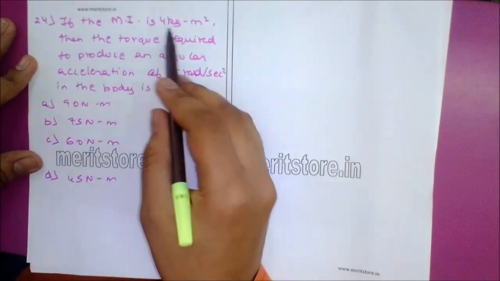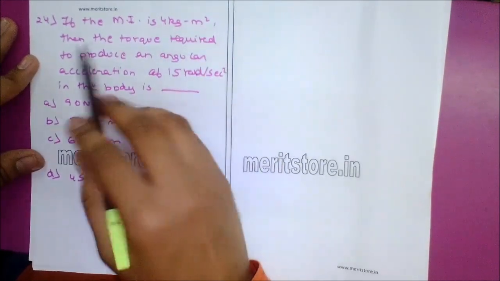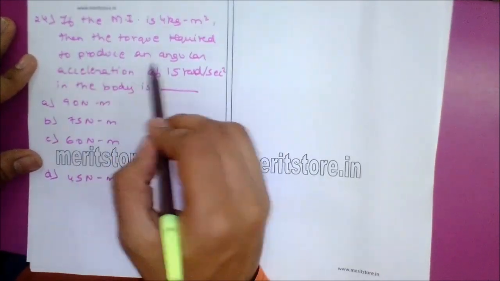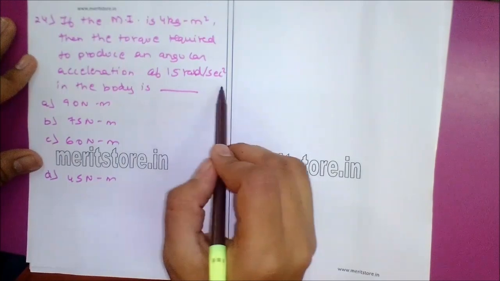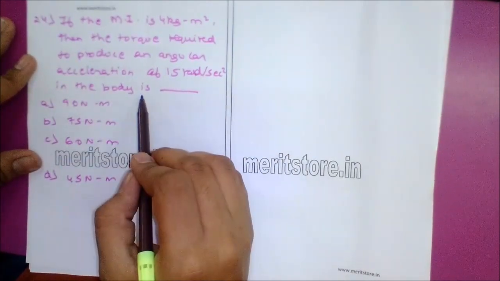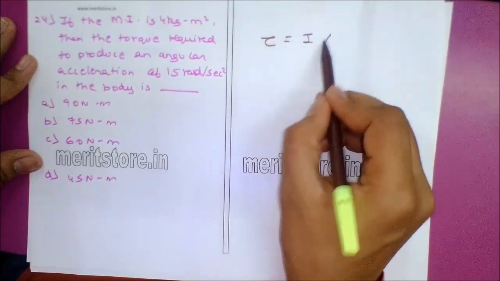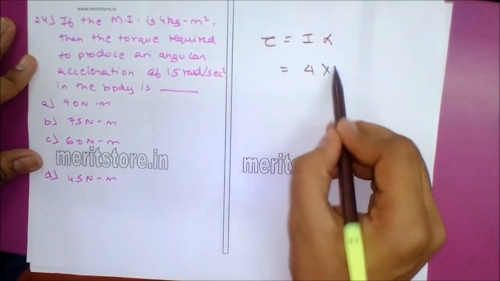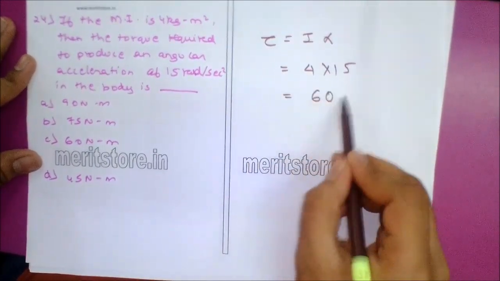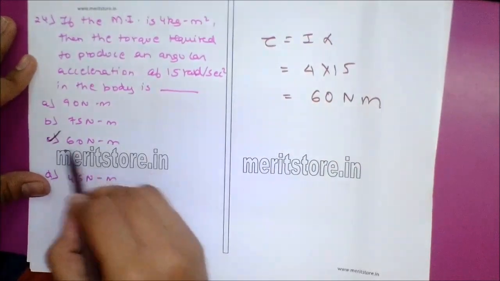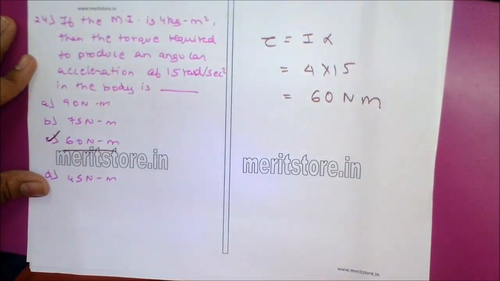If the moment of inertia is 4 kg meter square, the torque required to produce an angular acceleration of 15 radians per second square in the body is? Now to solve this question, torque tau is equal to I alpha, 4 into 15, which will give us 60 Newton meter. So option C, 60 Newton meter is the correct answer.